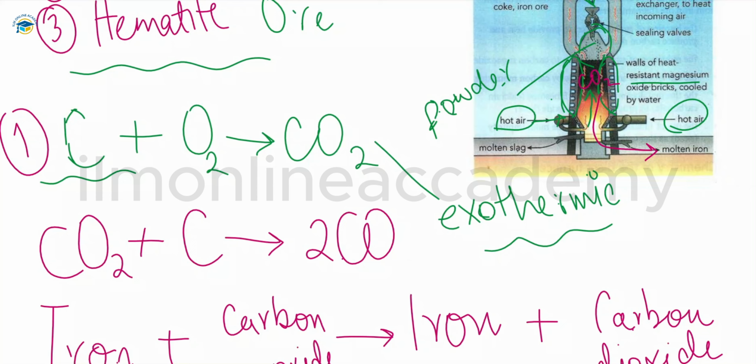Next, it can be tapped off as a liquid because the temperature at the bottom of the furnace is higher than the melting point of the iron. That's why we get the iron in the liquid form.